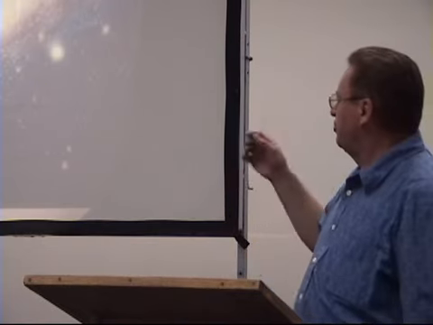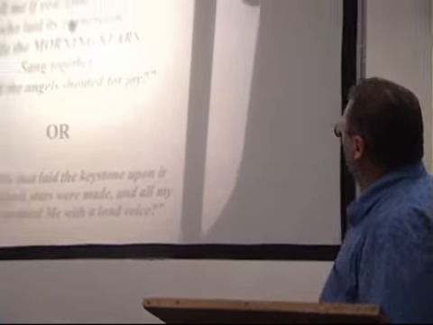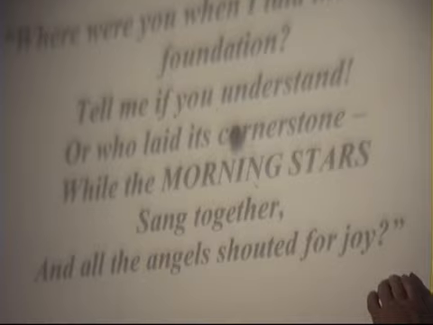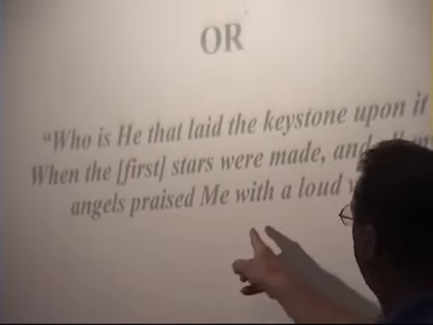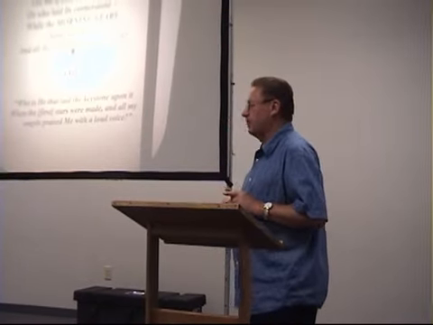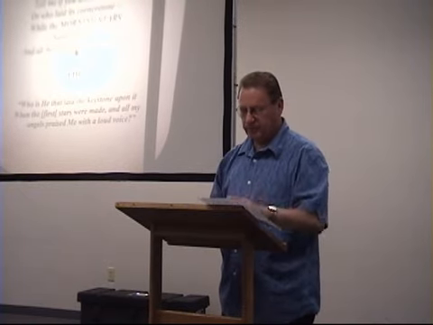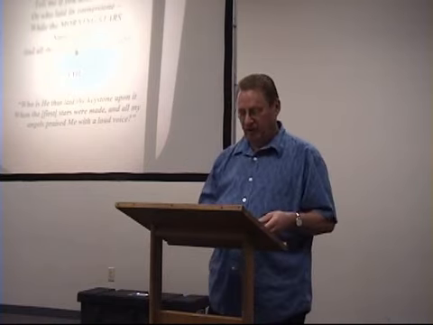And so the Bible recognizes these two types of star formation, two types of stars, those like our sun shining on day four, and those that were shining on the first day, as Job mentions. So what we have there in Job 38 verses 4 and 7: Where were you when I laid the earth's foundation? Tell me if you understand, or who laid its cornerstone? When the morning stars sang together, and all the angels of God shouted for joy. Or in the Septuagint version, who is he that laid the keystone upon it? When the first stars were made, and all my angels praised me with a loud voice. So here we have two types of stars being formed from the Bible, in exact agreement with astronomy. So we have a twofold astronomical truth presented in two different verses of the scripture.